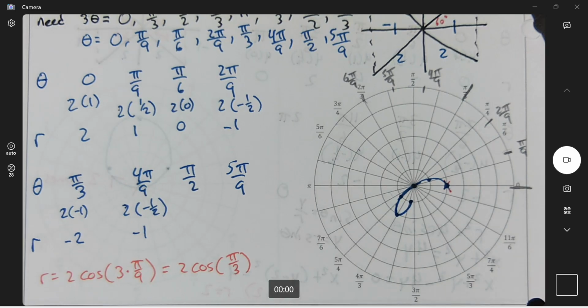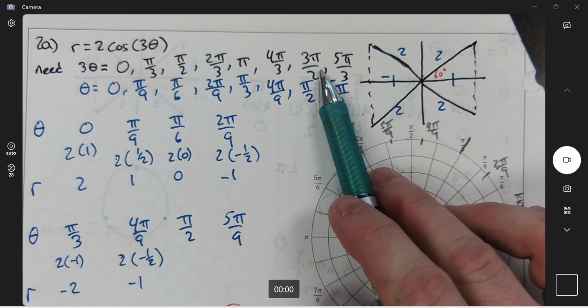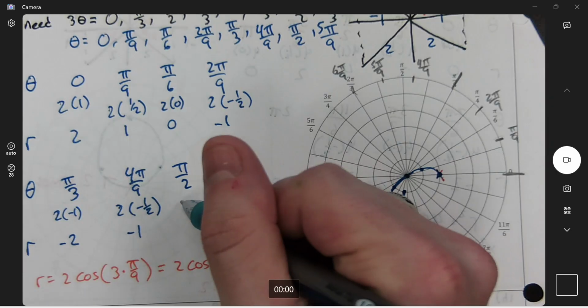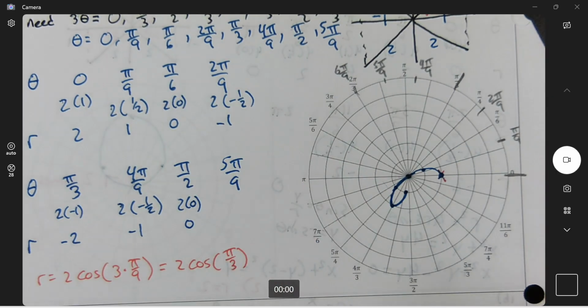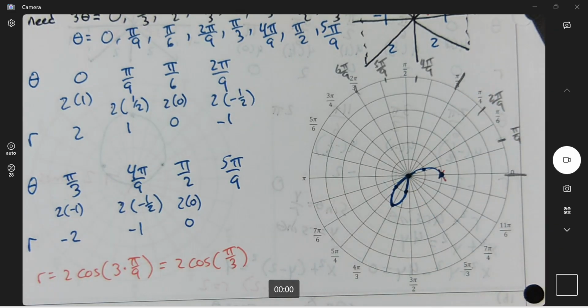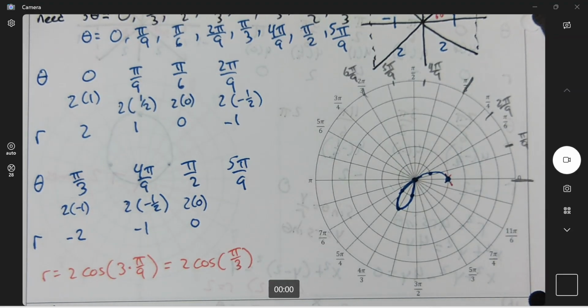Now pi over 2. Pi over 2 forces cosine to evaluate at 3 pi over 2. Cosine of 3 pi over 2 is 0. It put us back on the pole. That sounds horrible. We're back on the pole, everybody. Gotta make that money.